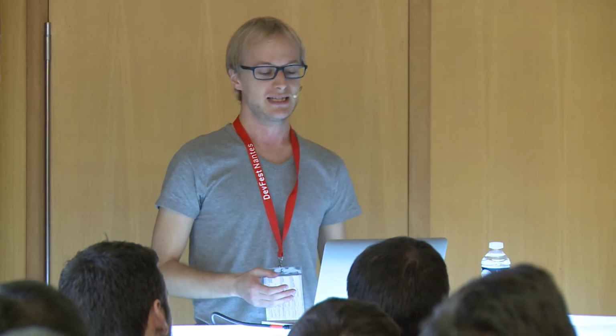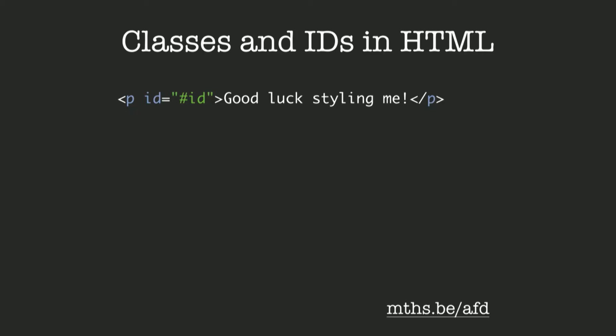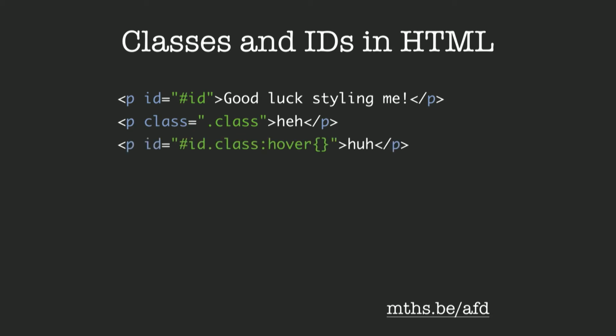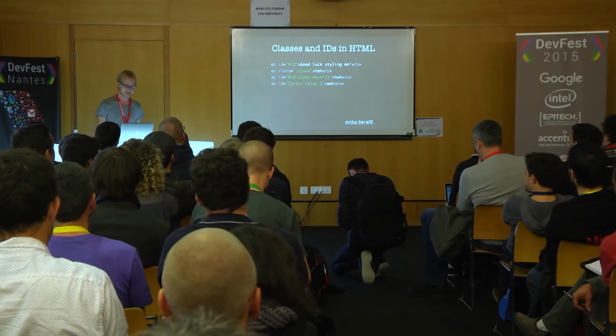Now, this also means that we can do stuff like this, where you give an element an ID of #id, or a class of .class. Or you could even combine the two and then add :hover braces at the end. Or even use a value that resembles an attribute selector. This is all just valid HTML. And of course, the problem here is these things already look like CSS selectors, so how are we going to select these elements based on their IDs and classes in CSS?